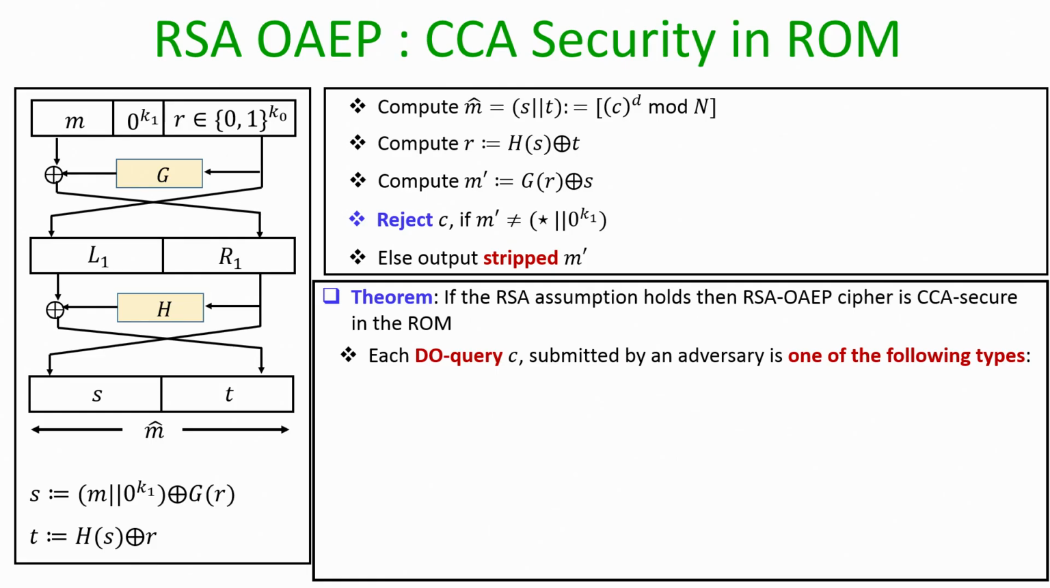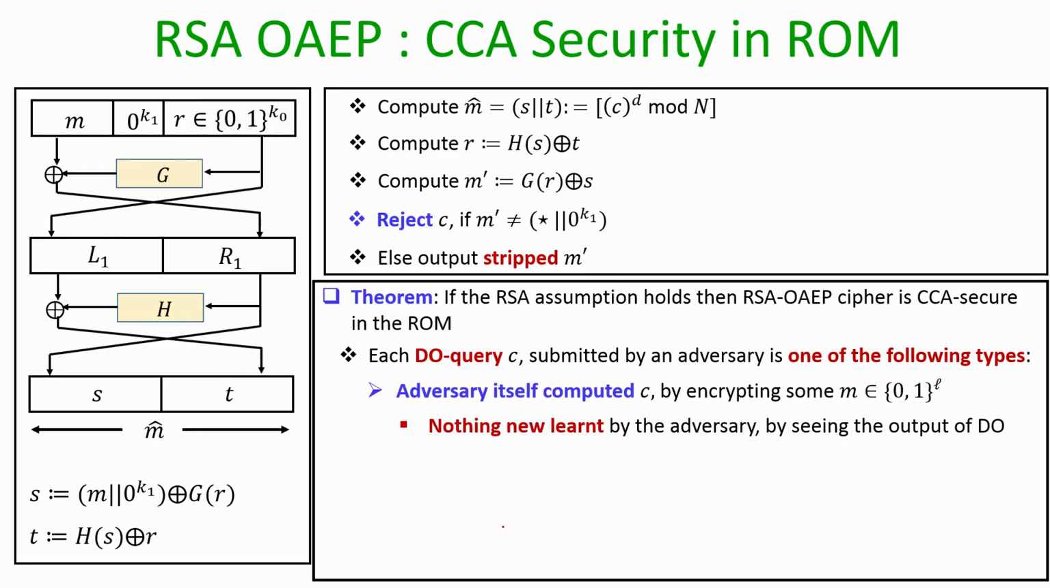So, if we play the CCA game against this encryption process, then the extra advantage the adversary now has is that it has got access to the decryption oracle service. It can submit any ciphertext and see the decryption of that ciphertext as per this RSA OAEP encryption process. What we can prove is that any DO queries for the ciphertext C which the adversary submits can be of one of the following two types.